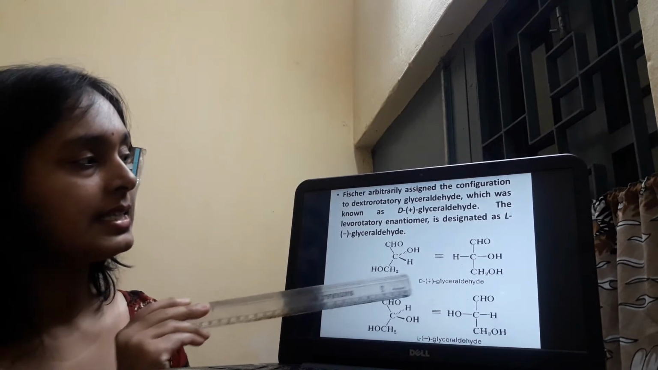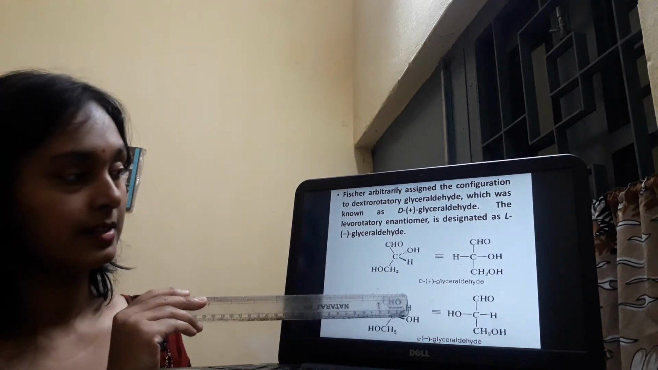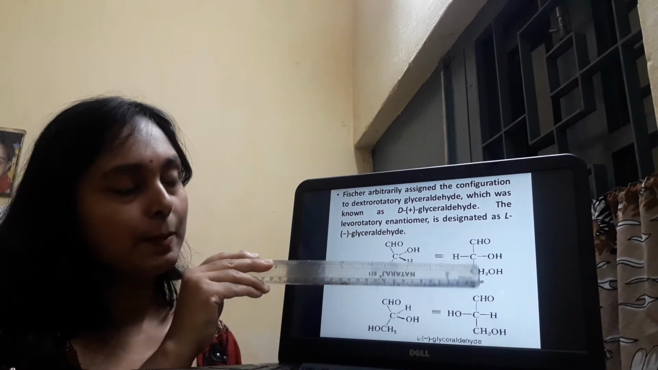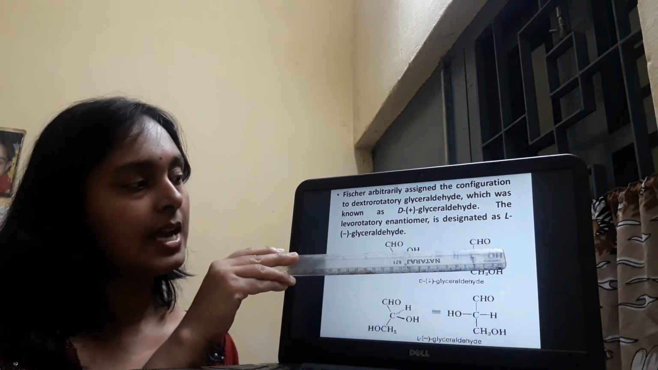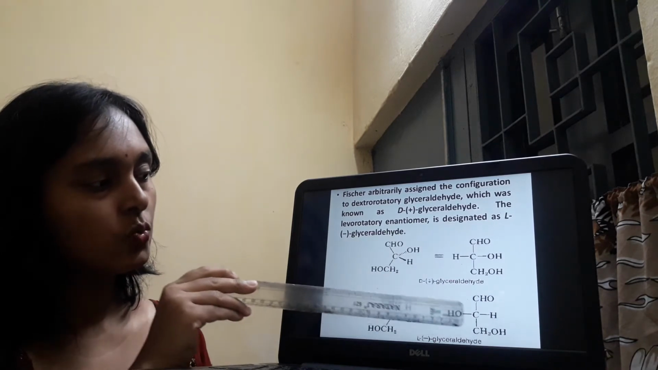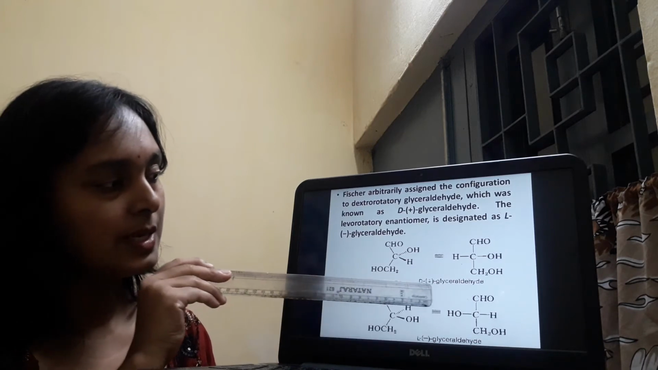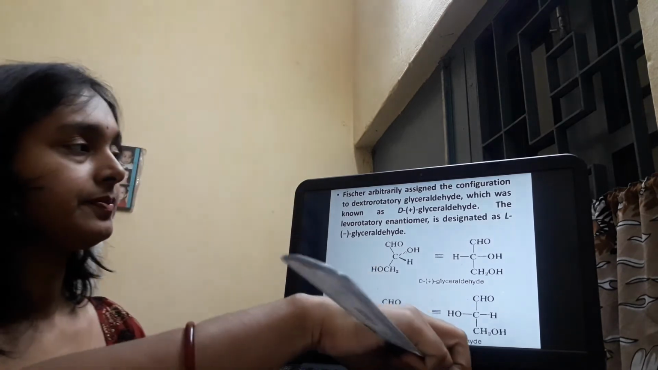Fischer arbitrarily assigned the configuration of dextrorotatory glyceraldehyde, which was known as D-glyceraldehyde. The levorotatory enantiomer is designated as L-glyceraldehyde. So in D-glyceraldehyde, the OH just behind the CH2OH-attached carbon is on the right-hand side, so it was D-plus glyceraldehyde, and when this OH was on the left-hand side, it is called levorotatory or minus. So it will be D-plus glyceraldehyde and L-minus glyceraldehyde.